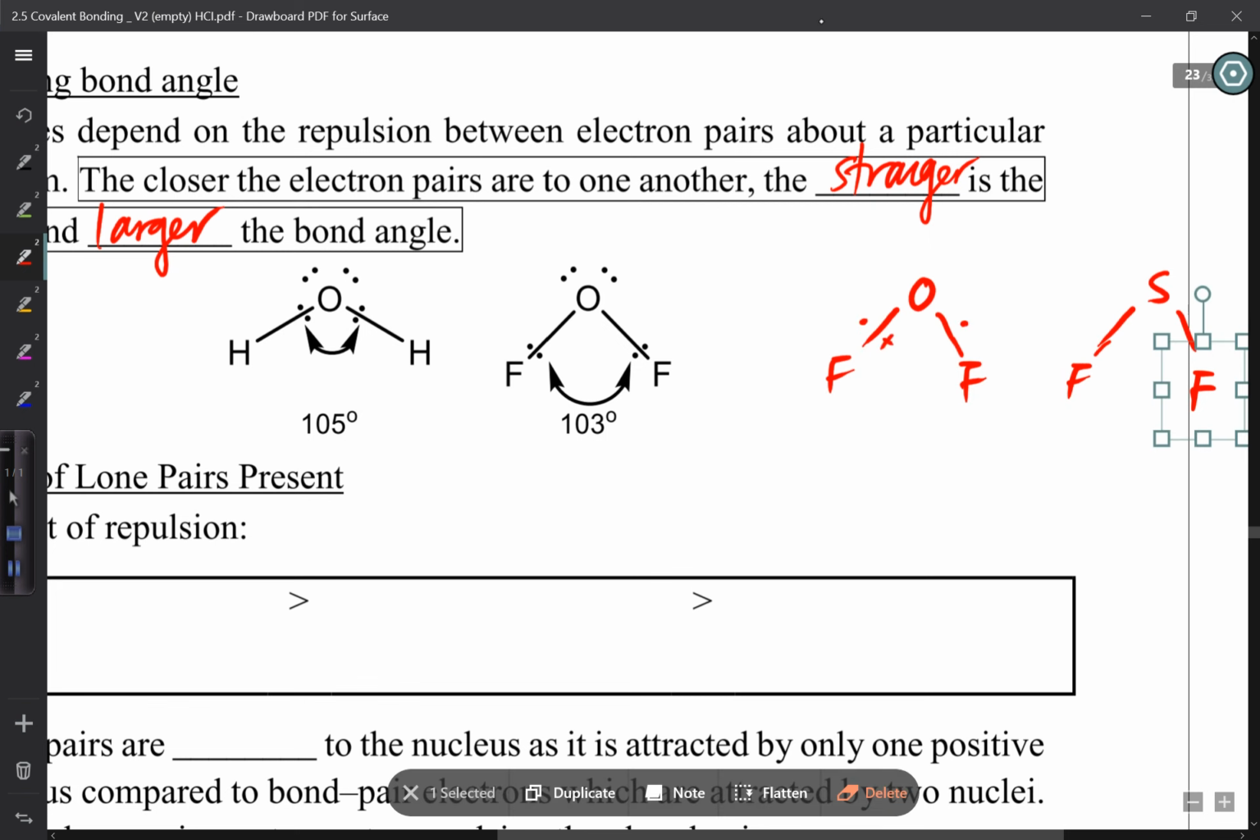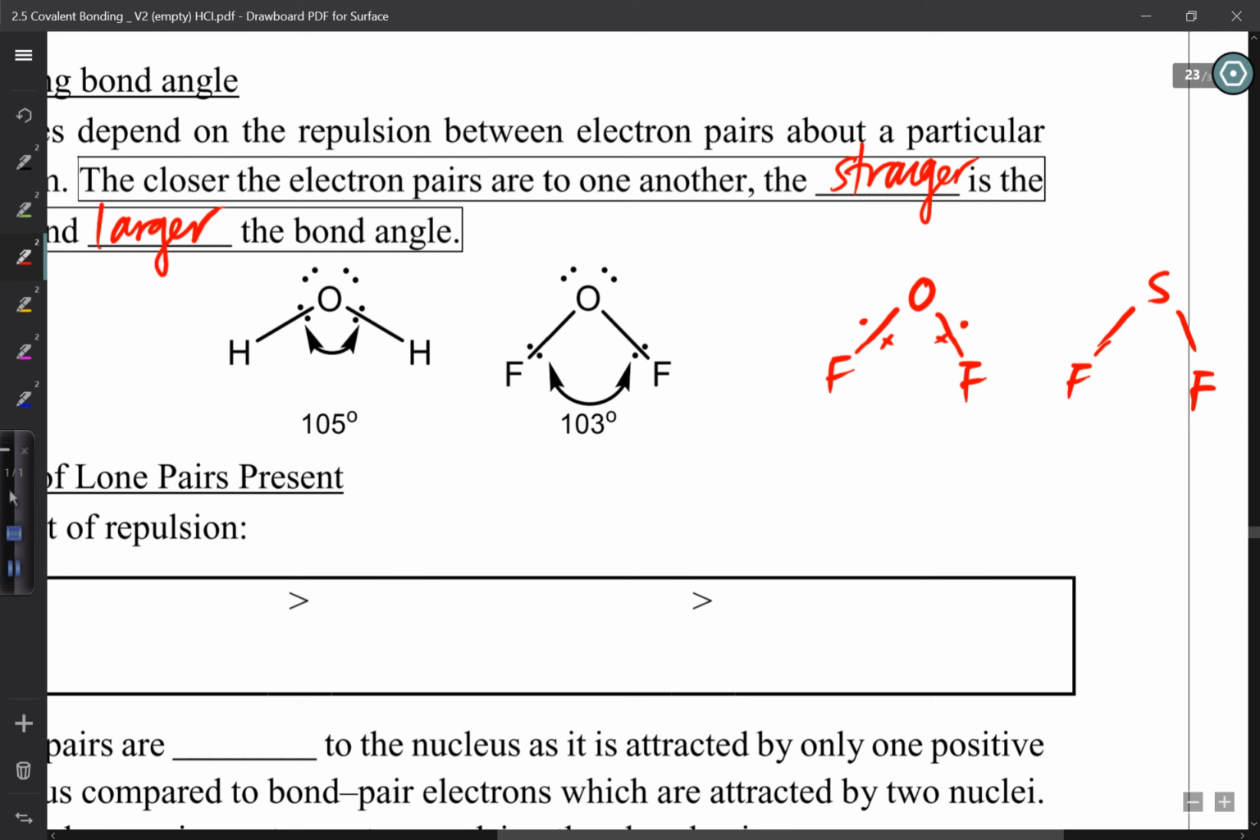Alright. If you compare O and F, F is much less electronegative compared to O than S is, which means that for the second case, the electrons will be closer towards F. If they are closer towards F, that means the repulsion will be weaker, whereas for this case, the repulsion will be stronger, right? Which means this one will have a larger bond angle. So this one is probably 103 degrees. This one will be larger than 103.